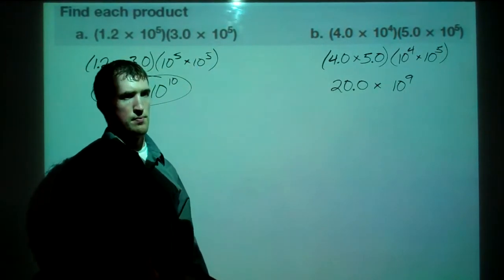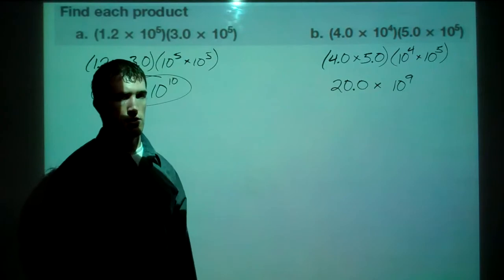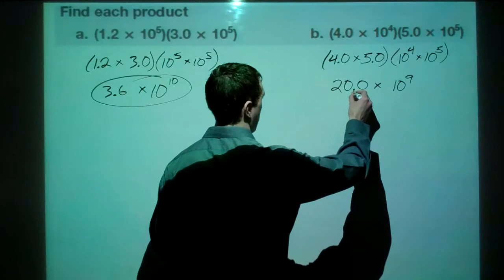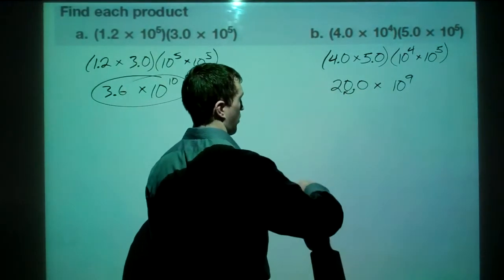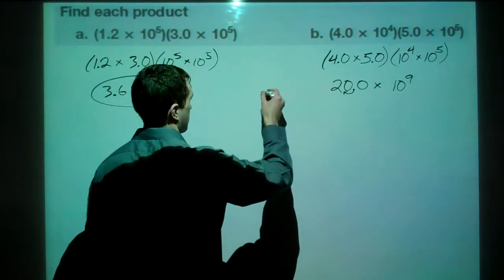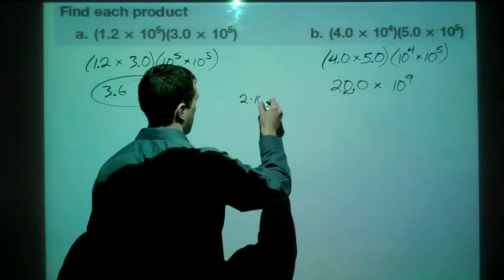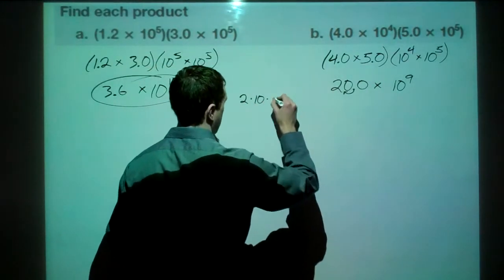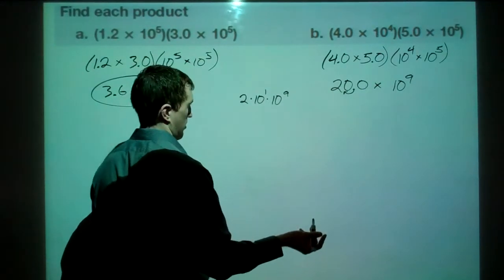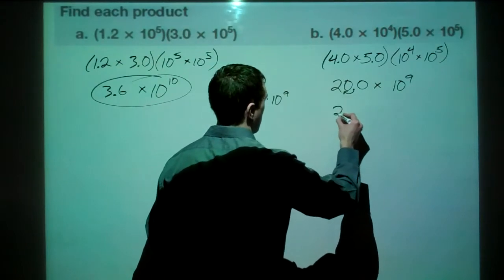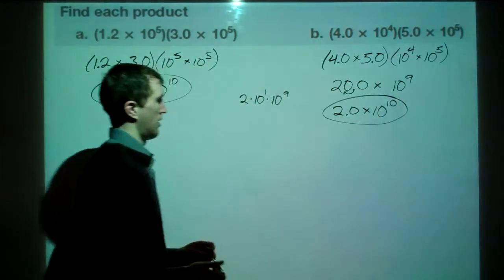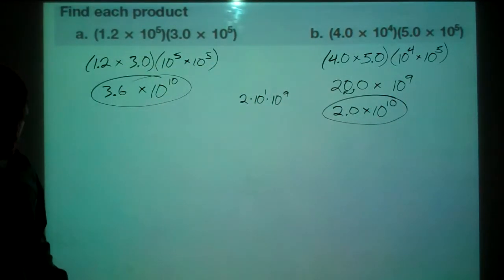However, now we have one that is not in correct scientific notation. 20 is bigger than 10, so we have to move this decimal back 1. But if we move it back 1, we have to add a power here, because 20 is also equal to 2 times 10, and we're also multiplying it times 10 to the 9th. Okay? That's the way the book explains it. So this is actually 2.0 times 10 to the 10th. Alright?